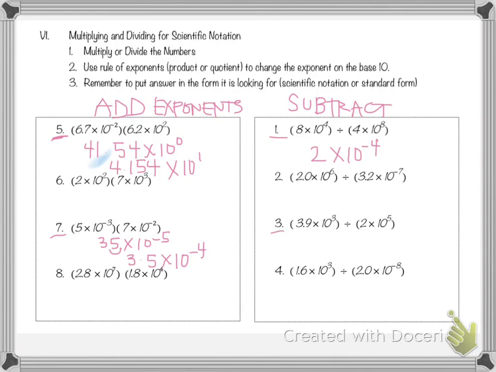Okay, let's look at number 3 here. 3.9 times 10 to the 3rd divided by 2 times 10 to the 5th. So 3.9 divided by 2, if you divide that out, that's going to be a 1.95, and then 10 to the 3rd divided by 10 to the 5th, so we're going to say 3 minus 5, which is going to be a negative 2. Okay?